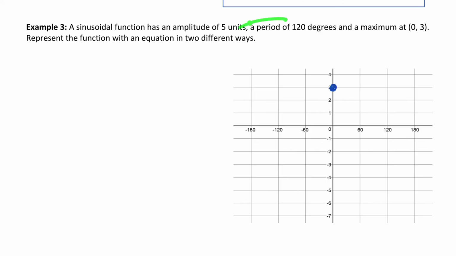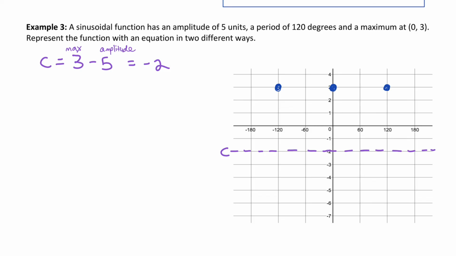And then because the period is 120 degrees, I know it'll be back at the maximum if I move 120 to the right or 120 to the left. Because the amplitude is 5, I know I would have to move down 5 units from the maximum point, and then I would be at the midline of the function. So I'll draw the midline at negative 2, which corresponds to the c value, so I'll write that right now. The c value is negative 2, and I got that by doing the max minus the amplitude, which equals negative 2.